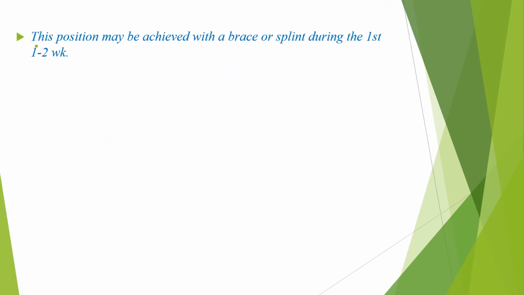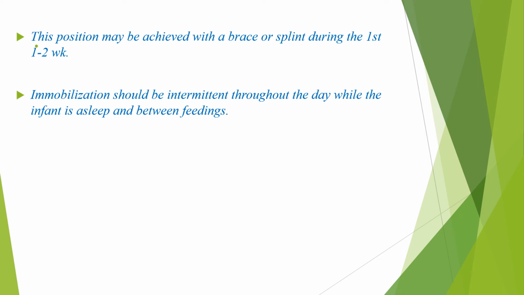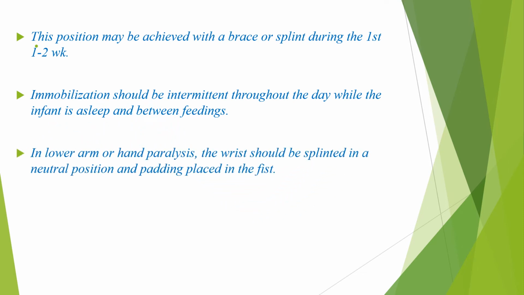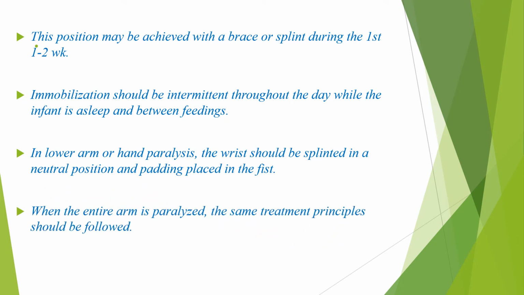This position might be achieved with a brace or splint during the first 1 to 2 weeks of life. Immobilization should be intermittent throughout the day while the infant is asleep and between feedings. In lower arm or hand paralysis, the wrist should be splinted in a neutral position and padding placed in the fist. When the entire arm is paralyzed, the same treatment principles should be followed.